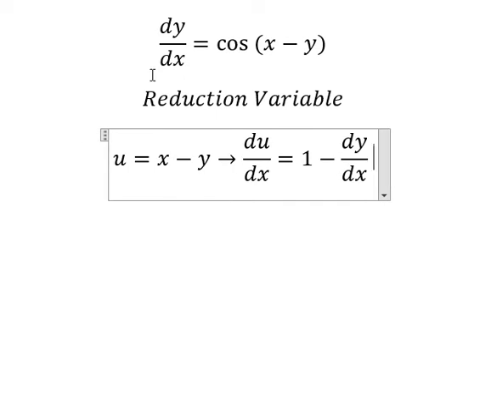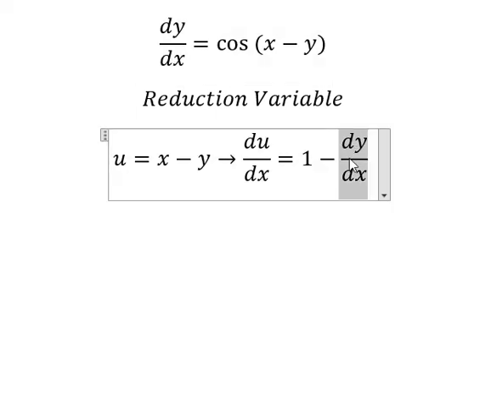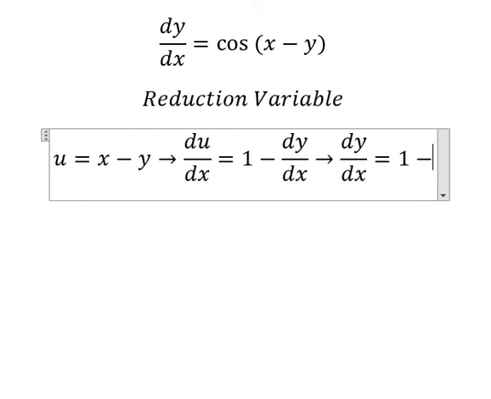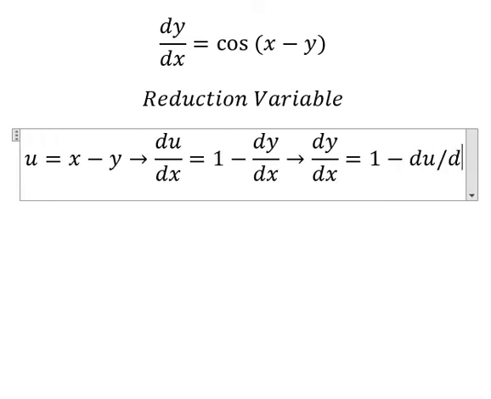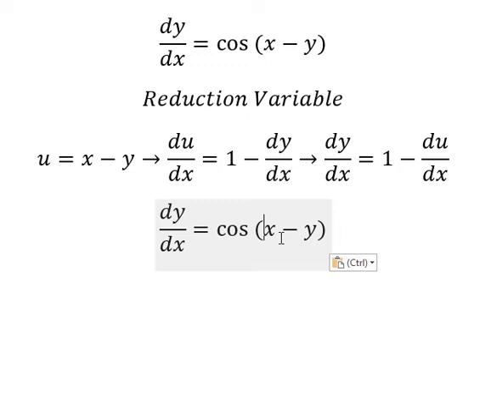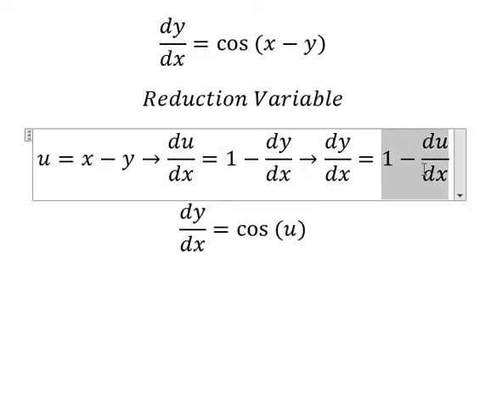Next, we have dy over dx, similar to this one. So I will put this one to the left, and this one to the right. This one we change to u. This one we change to this one.